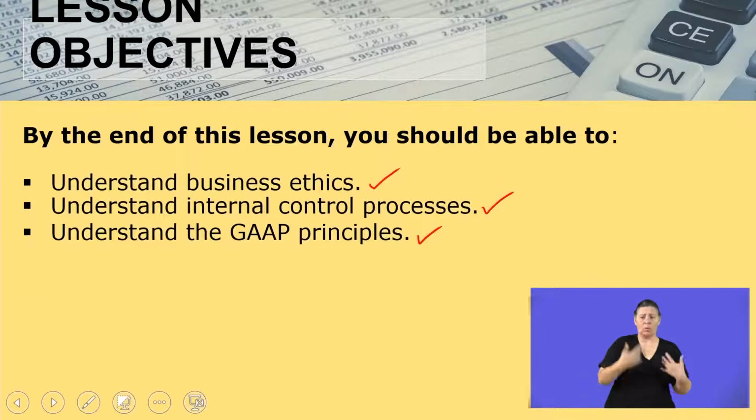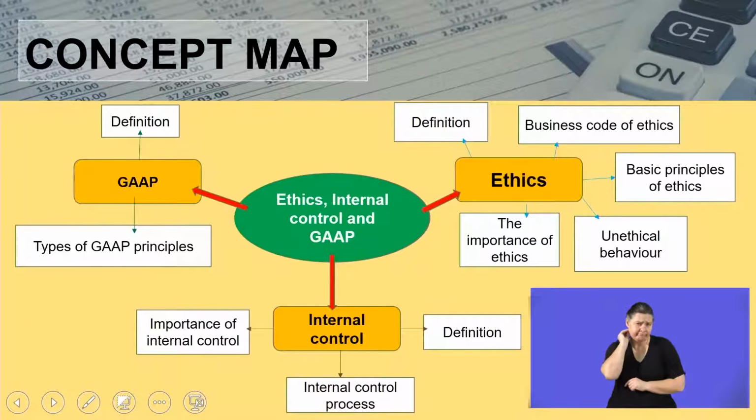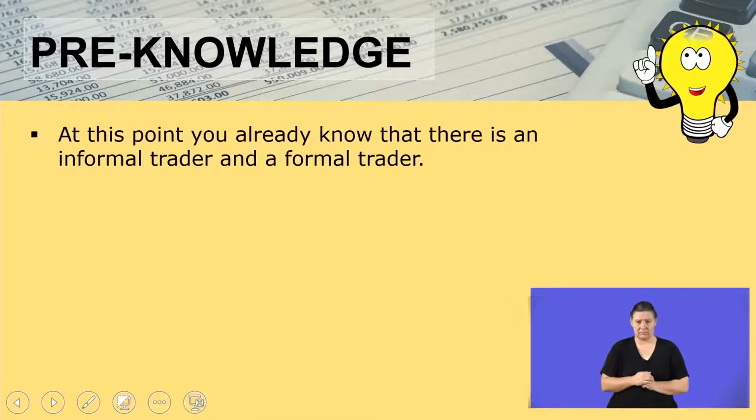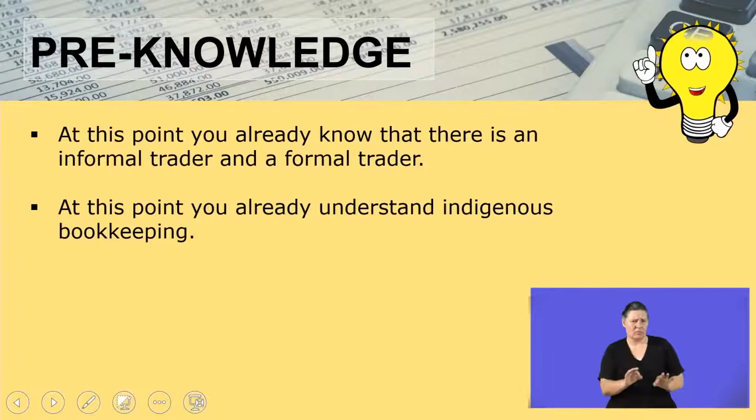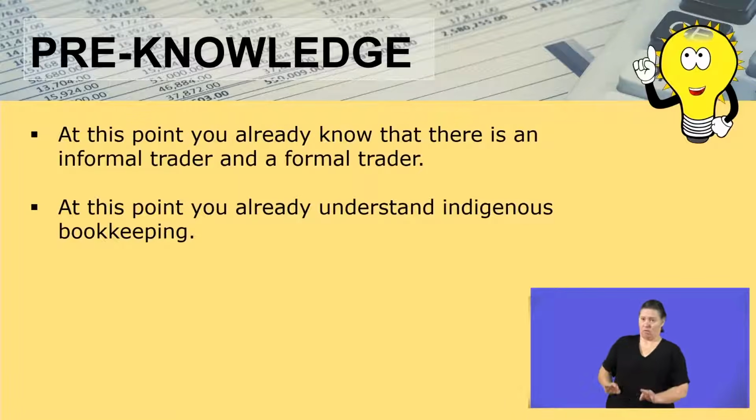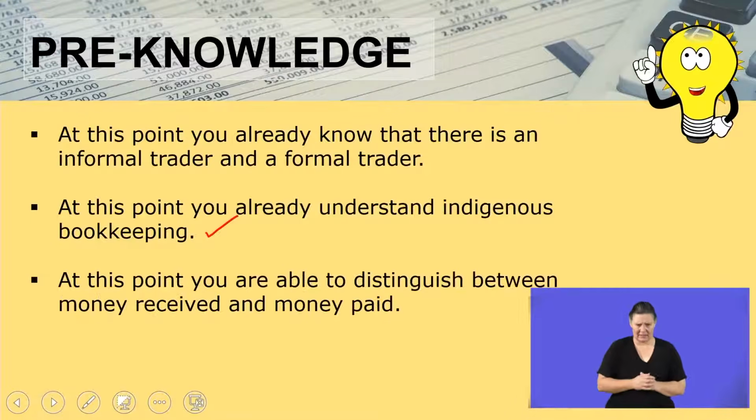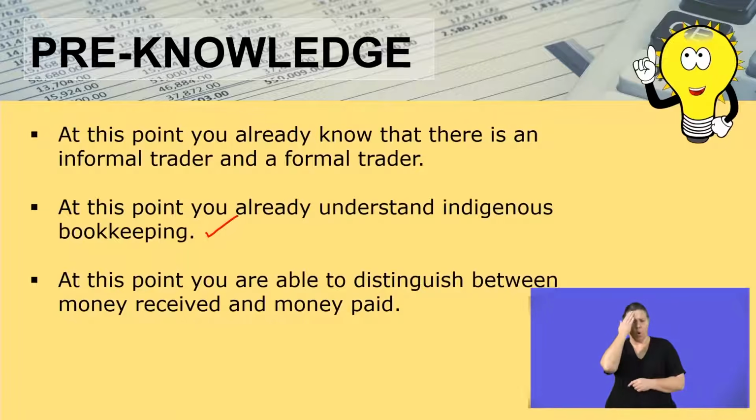All right. Now, it is very important that you remember what you already know. You know that there is an informal trader and a formal trader. Already you know that there are businesses that we call informal as well as your formal businesses. You already know and understand what indigenous bookkeeping is. At this point, you are also able to distinguish between money that has been received as well as money that has been paid.